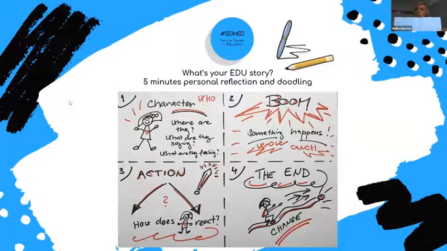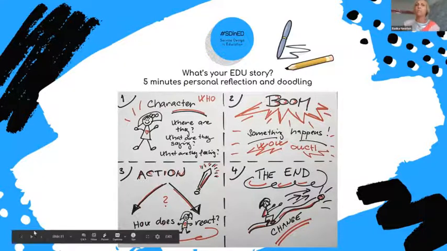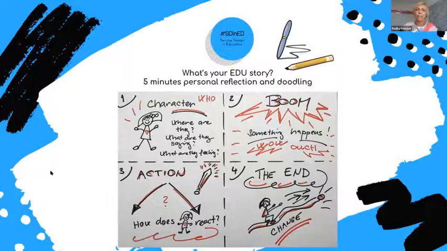And you think about the character, then something happens, boom. Then what actions does the character take and what happens in the end? And it can be very simple and hopefully very personal to you. So we will now give you 5 minutes just to think about it on your own, and we will then reconvene to go to breakout room so that you can share it with colleagues who are here with us today.